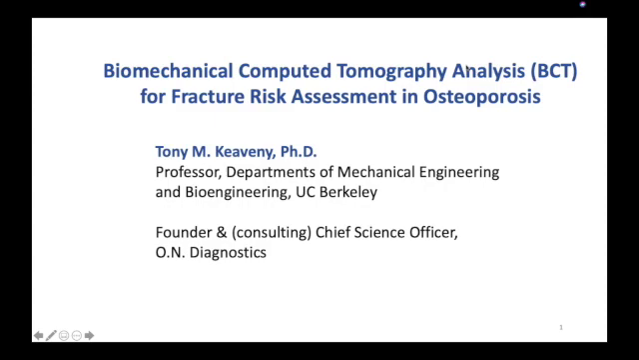I don't want to spoil the presentation, but Professor Keaveny is the founder of one of the very first companies and spin-offs to develop an FDA-approved simulation-based product for clinical diagnosis tests. And we know how valuable it is, so here we want to see more about it. So Professor Keaveny, the floor is yours, please.